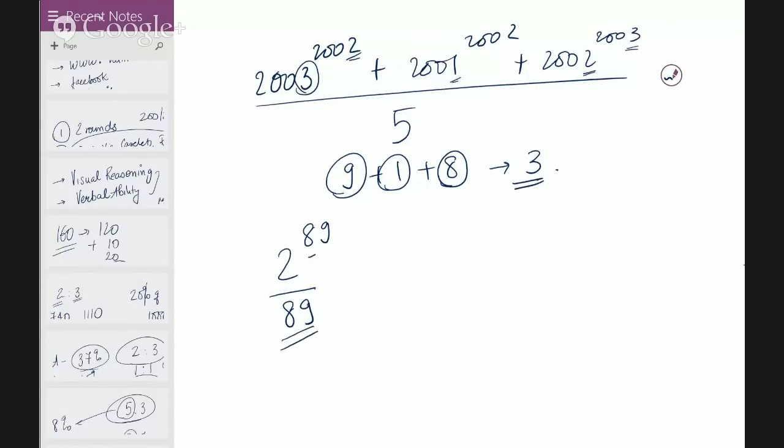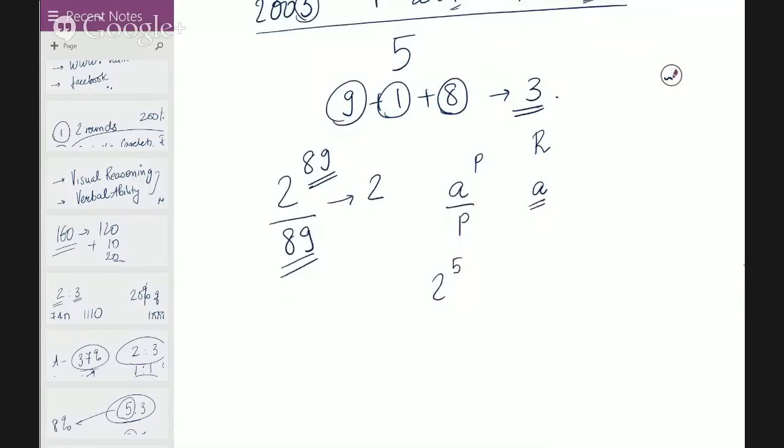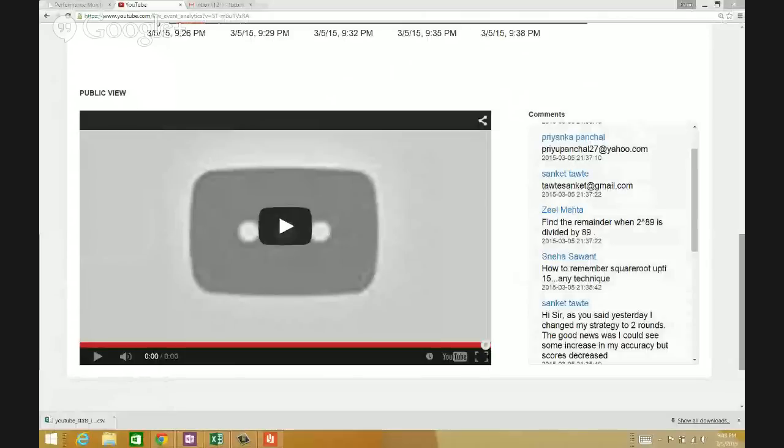Okay. The answer is: 89 is a prime number. Any number raised to a prime number divided by the same prime number gives a remainder of the same number. So the remainder is 2. Yeah, you can actually check: 2 raised to 5 is 32, 32 by 5, remainder 2. Any number raised to a prime number divided by the prime number gives the same number. This is Fermat's little theorem on remainders.